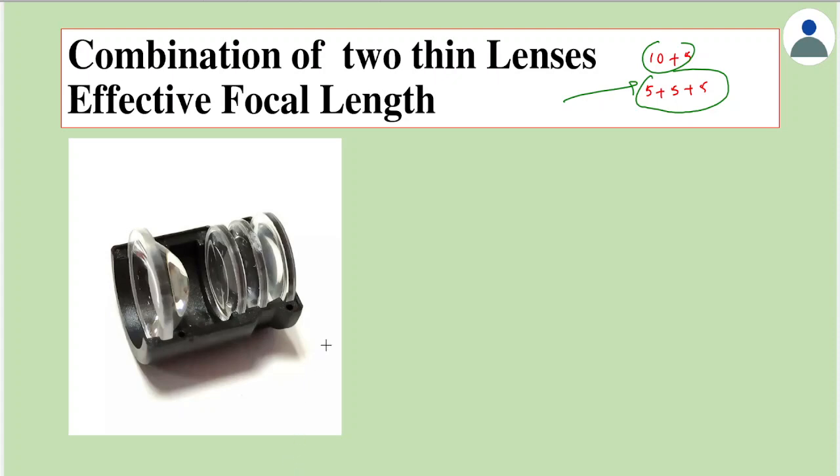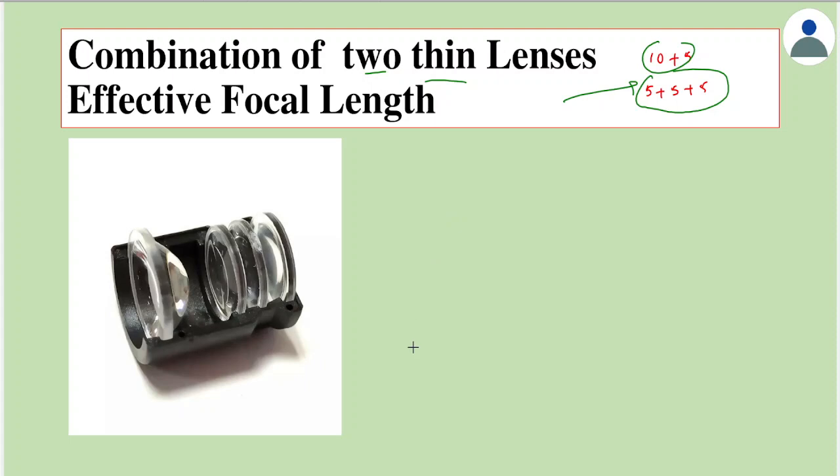That's the first point. And here we are doing it only for two thin lenses, and also here we will derive when the lenses are in contact. So the formula that will be derived here is for the case when the two lenses are touching each other and these are thin lenses.